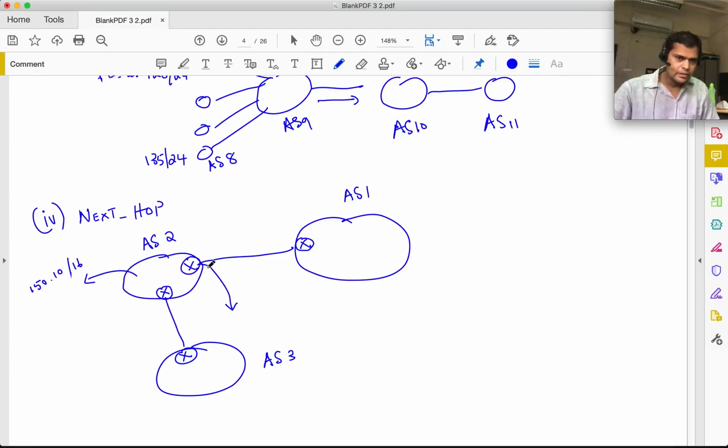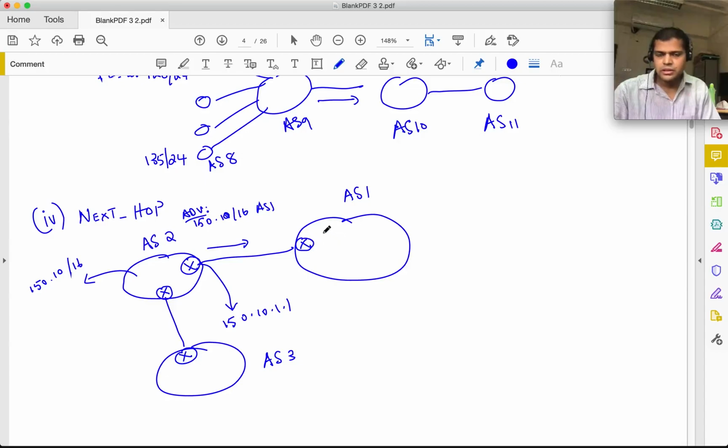a particular IP address. Let's say this interface has IP address 150.10.1.1. And now let's say that there's been an advertisement over here about this prefix. This has been advertised from AS2 to AS1. Okay. So suppose packets have to be routed along this path. How are they going to do it?